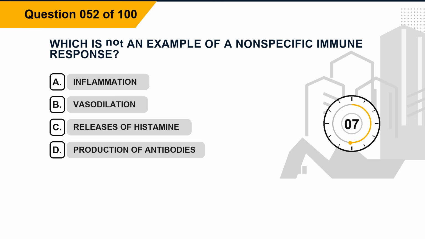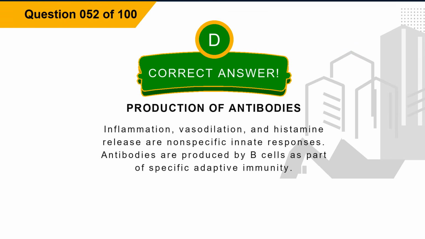Option B, vasodilation. Option C, releases of histamine. Option D, production of antibodies. The correct answer is option D, production of antibodies. Explanation: inflammation, vasodilation, and histamine release are nonspecific innate responses. Antibodies are produced by B cells as part of specific adaptive immunity.